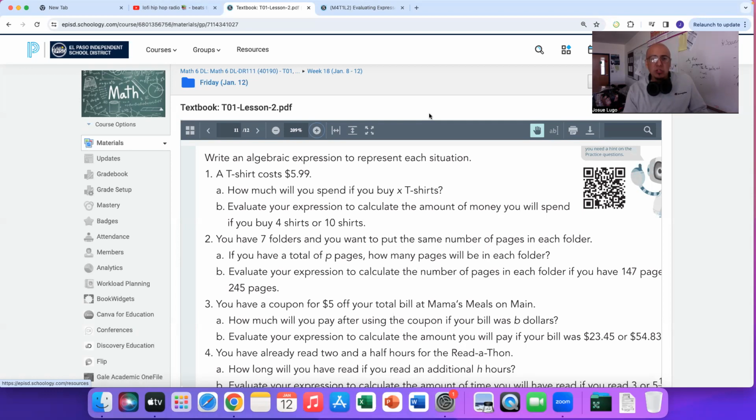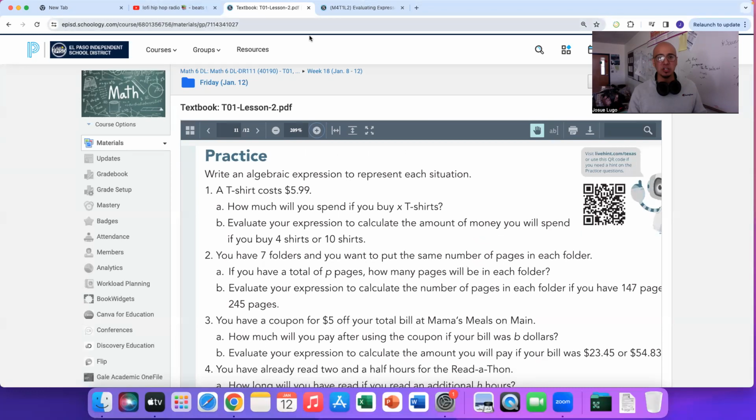Today, we are going to be going over an assignment, or actually a few examples having to do with mathematical expressions, looking at a situation written in English and translating that situation into a mathematical expression and then evaluating that expression. What do I mean by any of that? Well, ladies and gentlemen, let's consider number one here in this example.